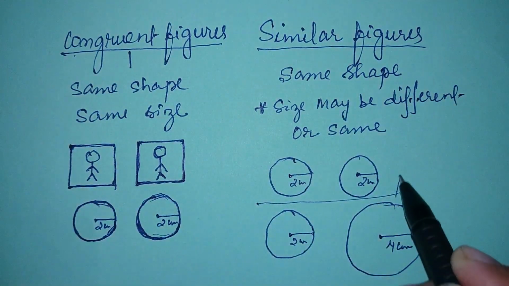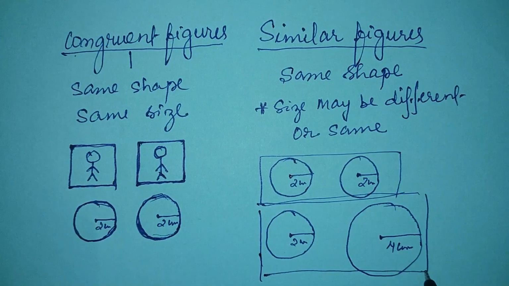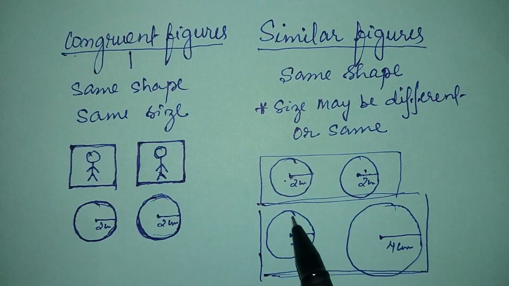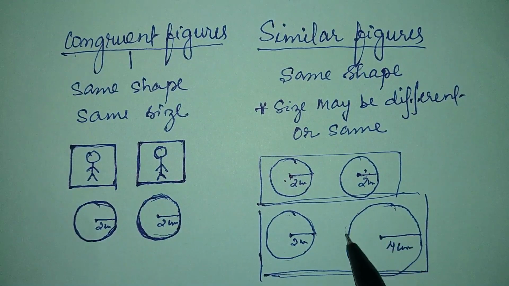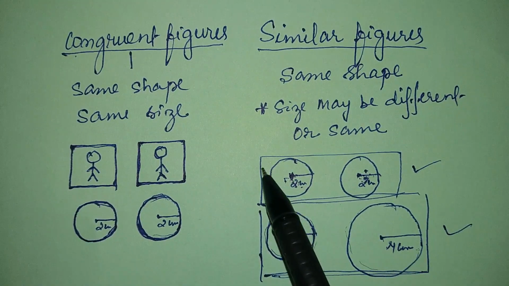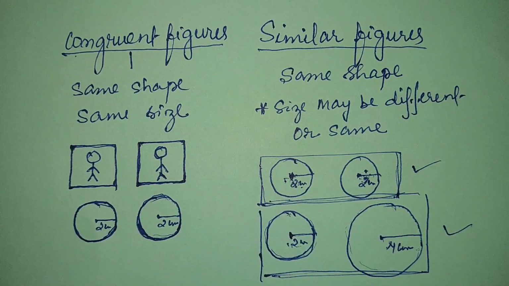Now we have two pairs of circles here. Both pairs are similar because here they have the same shape and here they have the same shape. One is smaller and another one is bigger. So you have to remember that two figures are said to be similar when they have the same shape, irrespective of the sizes. One point to remember is all congruent figures are similar, but we cannot say that all similar figures are congruent.